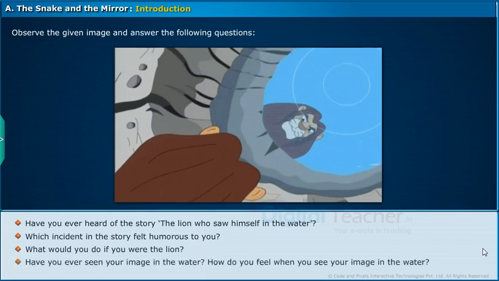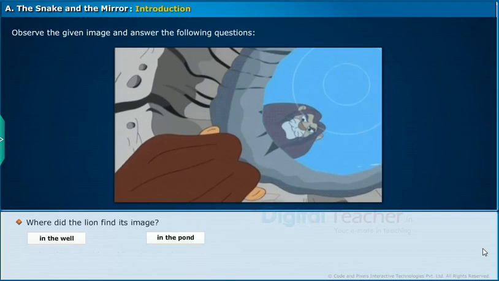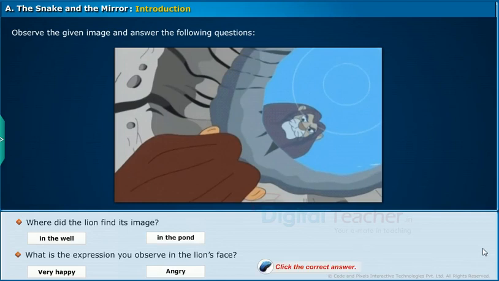Have you ever seen your image in the water? How do you feel when you see your image in the water? Where did the lion find its image? What is the expression you observe in the lion's face? Click the correct answers.